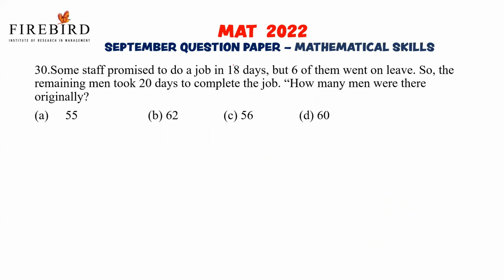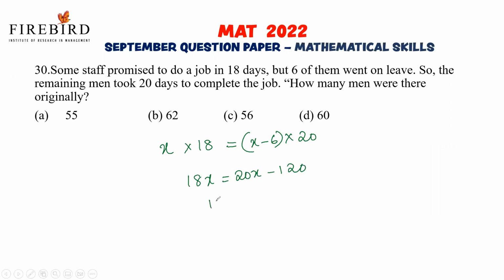Next, some staff promised to do a job in 18 days. Let us consider X staff can do a job in 18 days, but 6 of them left. So X minus 6 people completed the job in 20 days. It is enough if you find the value of X, how many men were there initially. We assumed that initially the men were X. So 18X is equal to 20 times X minus 6, that is 20X minus 120. So 120 is equal to 2X, so X is equal to 60. So 60 men were there initially. That's my answer.